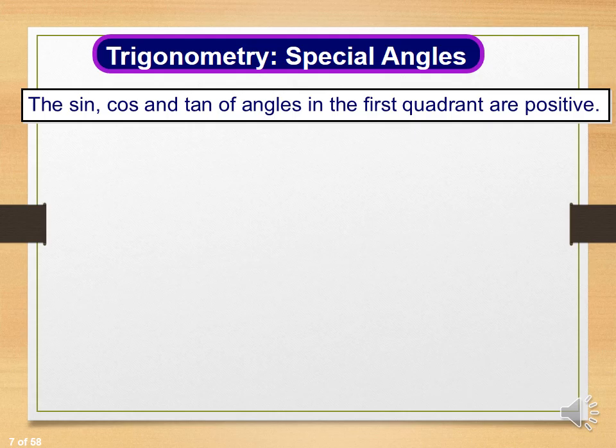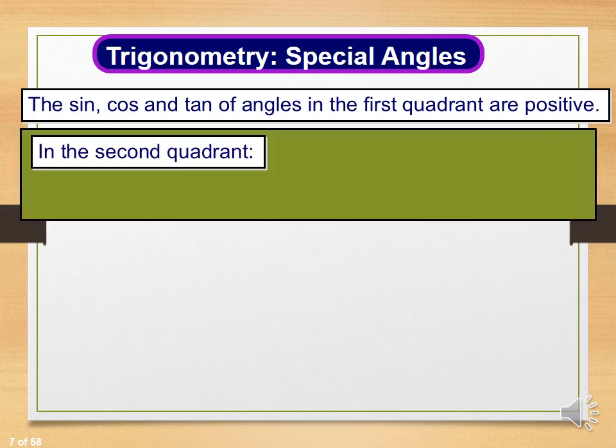We also need to know the values of sine, cosine, and tangent for the different quadrants. In the first quadrant, sine, cosine, tangent, and its reciprocals are all positive. For values of theta between 0 and 90, they all have positive values.